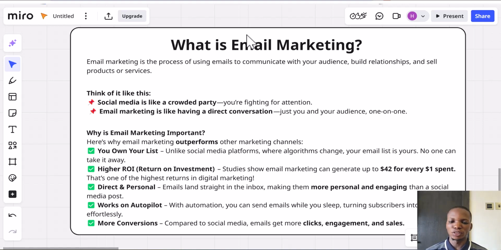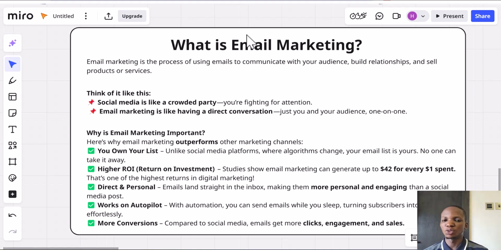Think of it like this. Social media is a crowded party. Everybody's fighting for attention. On social media, there are so many brands popping up on your audience's feed at the same time, and you're just fighting for a space on their feed. But email marketing is just like having a direct conversation with them. It's just you and your audience, one on one. You're talking to them directly, and you're telling them exactly what you have for them.